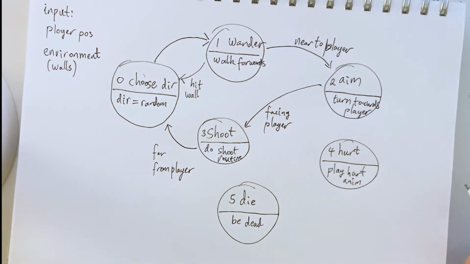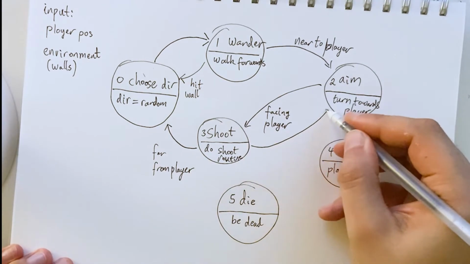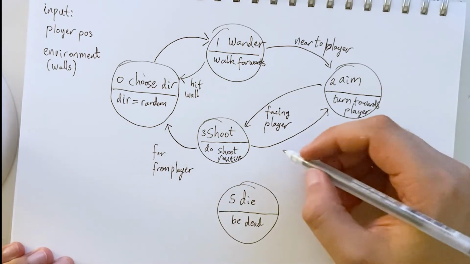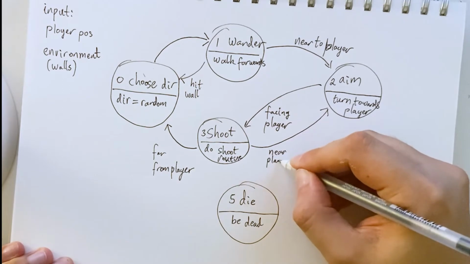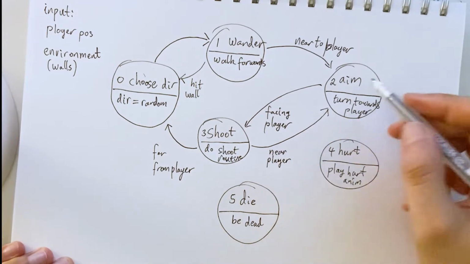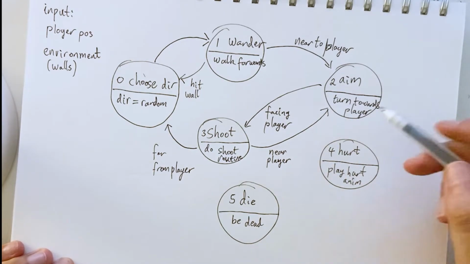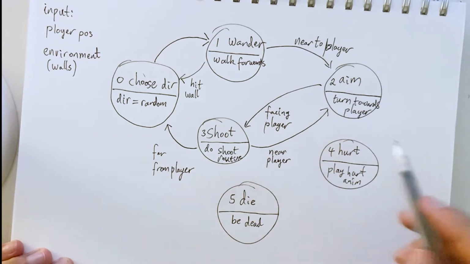Okay, and then what are we going to do? Well, if we're far from the player, then we'll just start walking. If we've shot and we're still near the player, then let's aim again, because the player could be circle strafing around us, so we might want to shoot once and then readjust and then shoot again.